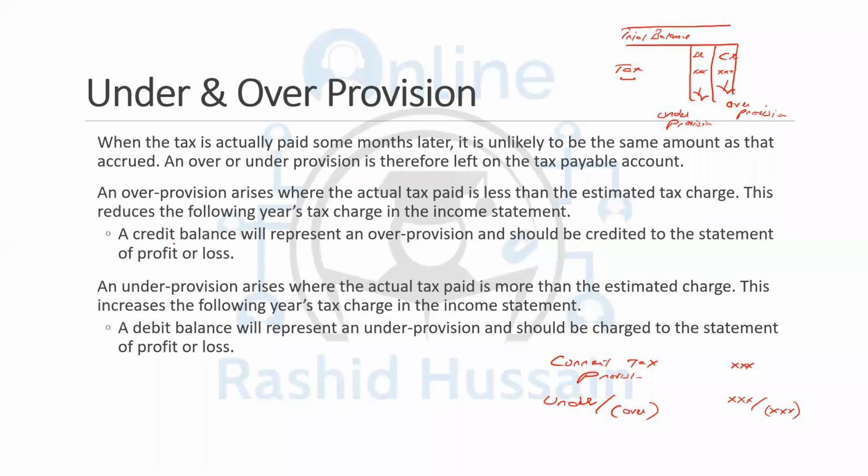So if you're having a credit balance, this represents an over provision and should be credited to the statement of profit or loss. When we say the credit to the profit or loss, that means you're going to reduce the tax expense with the amount. When you're having a debit balance within your trial balance, this represents an under provision and should be charged to the statement of profit or loss. That means under provision increases the current year tax charge and over provision decreases the current year tax charge.